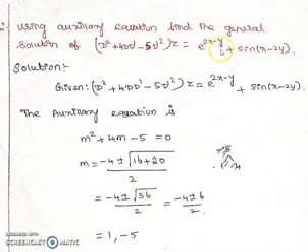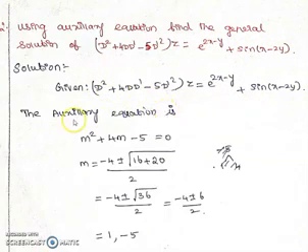Next we go look into another problem. Using the auxiliary equation, find the general solution of (D² + 4DD' - 5D'²)z = e^(2x-y) + sin(x - 2y). So consider this as the given equation.